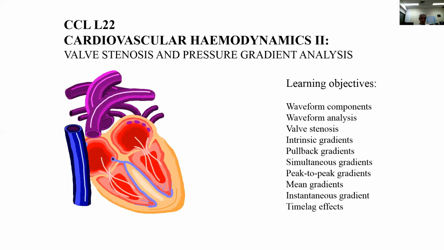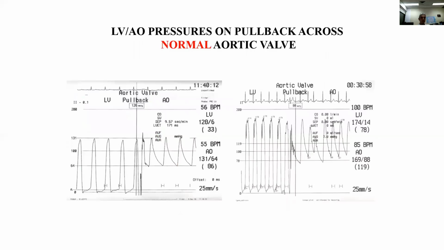And the last lecture that we're discussing is lecture 22. We're making good time. Cardiovascular hemodynamics. And in this lecture, I present how to analyze different waveform components to diagnose valve stenosis. And I introduced different types of gradients, which you will see in echo, particularly the peak-to-peak gradients, to measure the severity of aortic stenosis. And I introduced the concept of time lag effects. They're just names. They're pretty simple to follow.